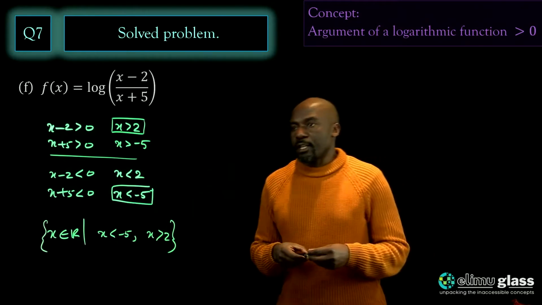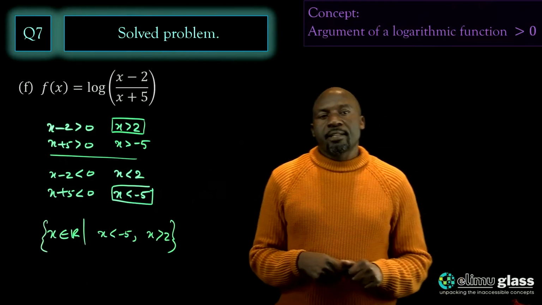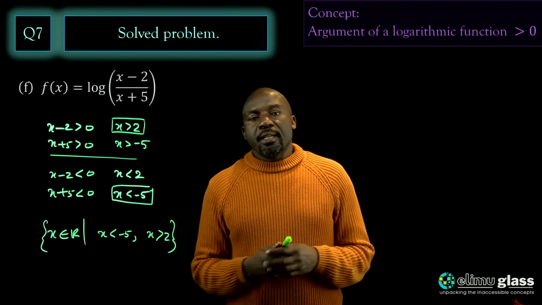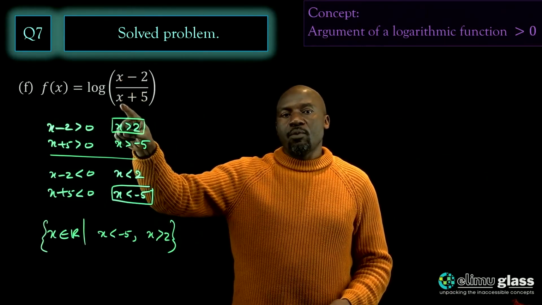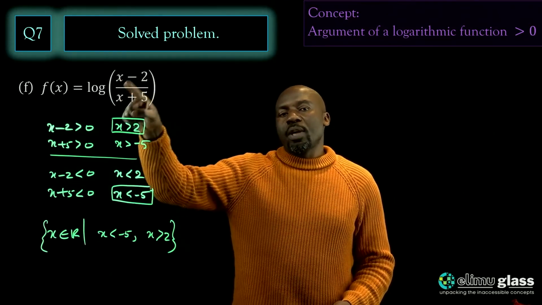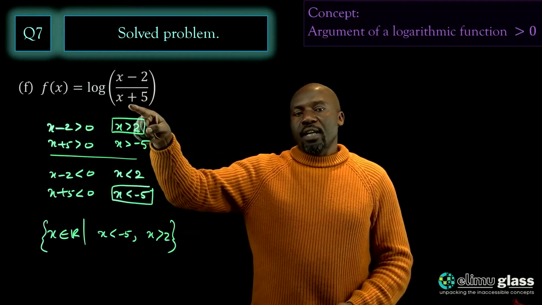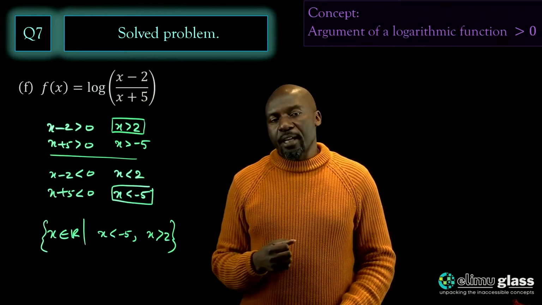Let's see if we can sketch this, right? What's the x-intercept? Or the y-intercept? There is no y-intercept, because if x is 0 here, the argument becomes negative 2 over 5. We cannot find the log of a negative number. So this graph is definitely not going to cross the y-axis.